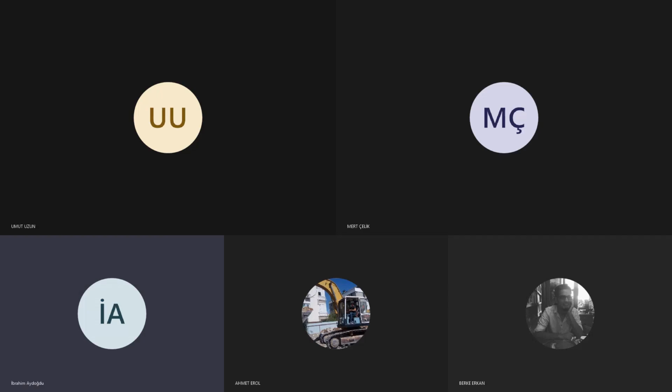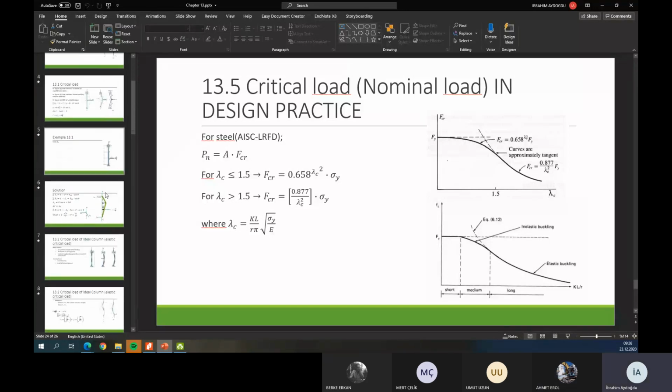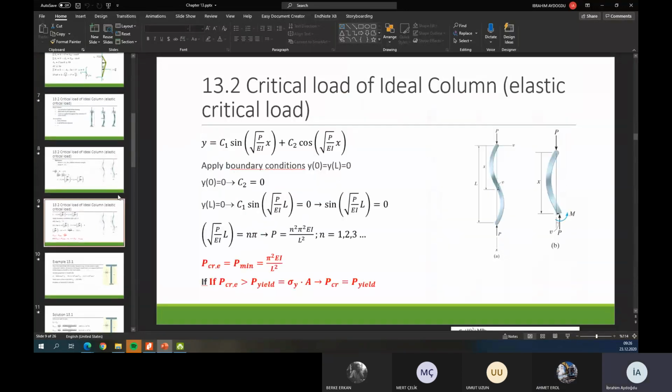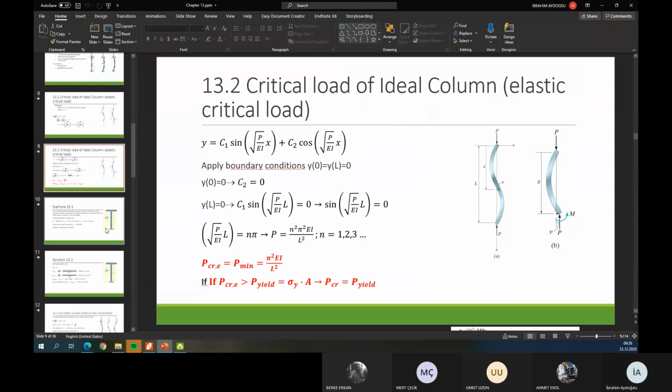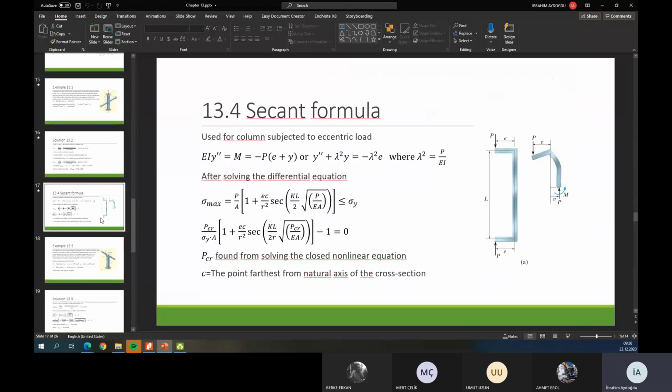In chapter 13, I remember that I solved problems related to the critical load of structures. Additionally, we have another subchapter, the second formula. This is the case when eccentricity occurs, and we apply the second formula. You can see the formulation is a little bit complicated.